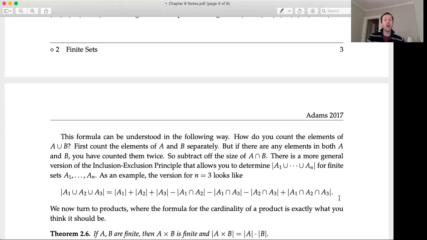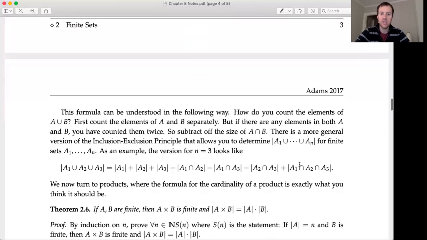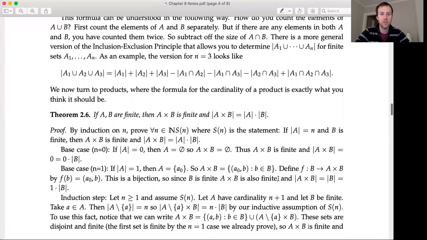So what is surprising is even just counting finite sets can be kind of complicated, especially unions. What's nice and what we'll not prove is for products, it's exactly the formula that you think. If A and B are finite, their product is finite, and the size of their product is the numerical product of their sizes. And this, again, you can prove by induction.